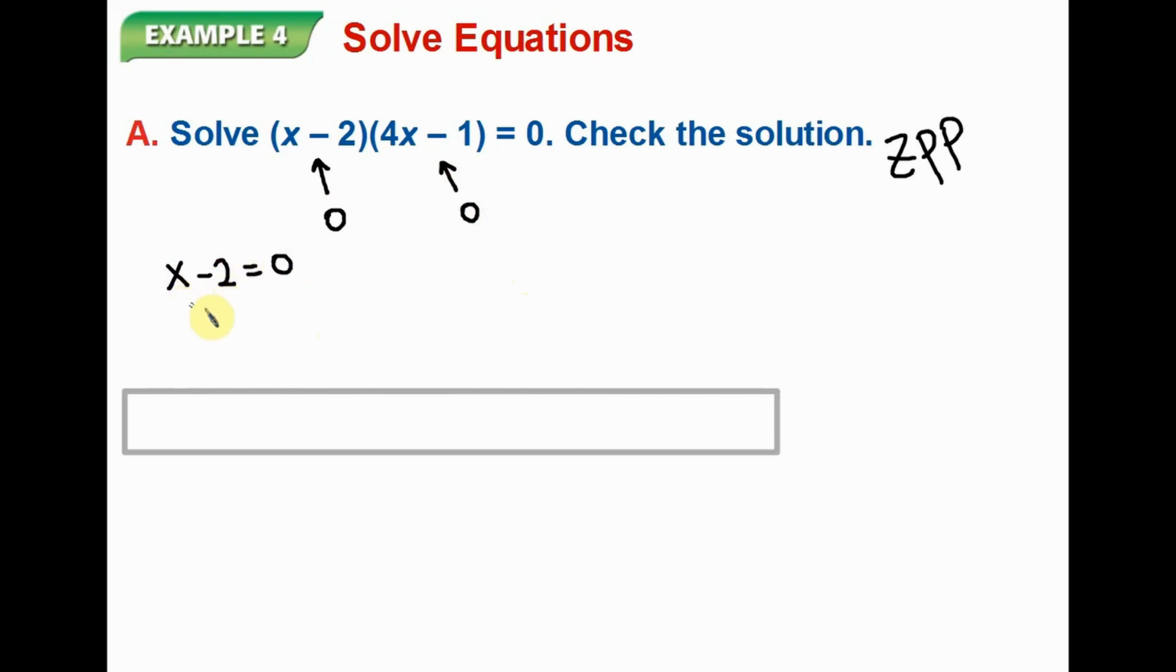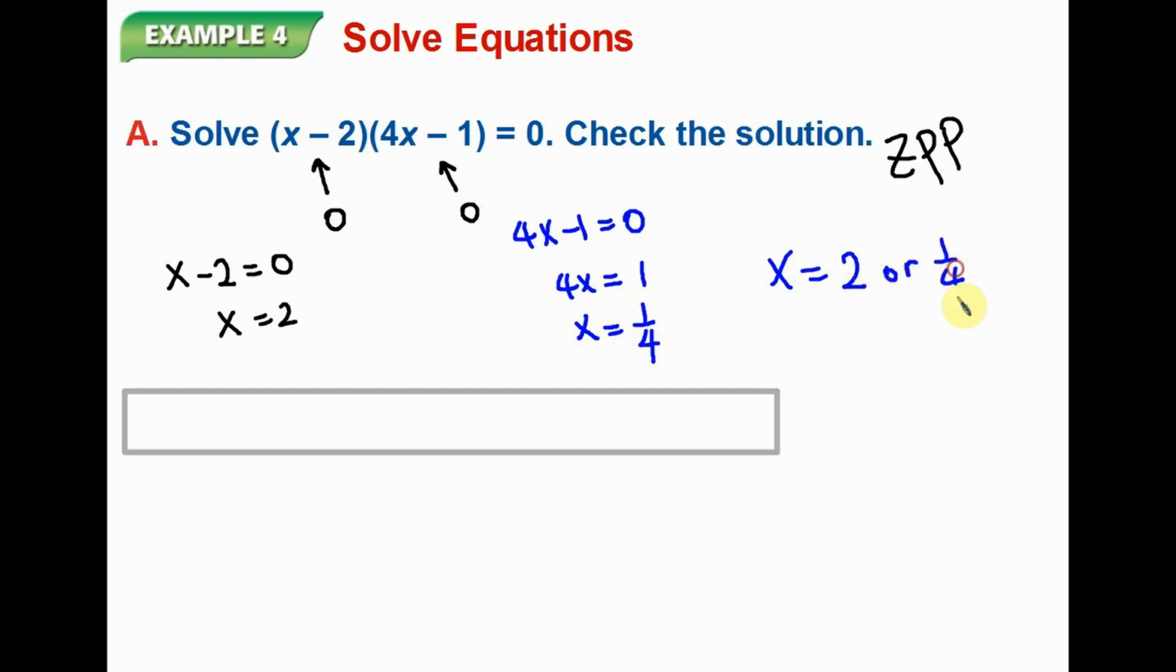In order to have x minus 2 equal to 0, you'll be using inverse operation. So in this case, if you add 2 on both sides, you will get x equals 2. On this part, if you have 4x minus 1 is equal to 0, similarly, you're going to add 1 on both sides first. So 4x is equal to 1. And then now, in order to get rid of the 4, you will be using division. Divide by 4 on both sides, x equals 1/4. So what they're saying in here is your x has to equal to either 2 or 1/4 to make 0 at the end.